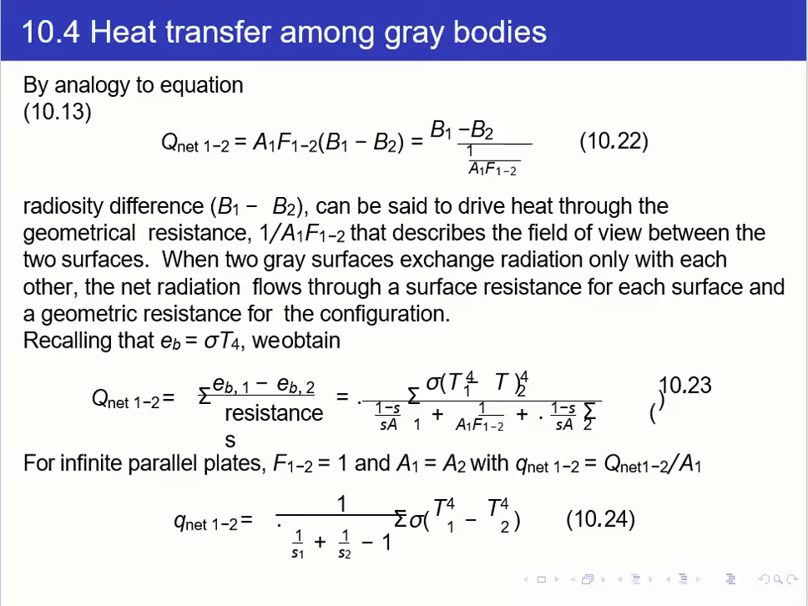For infinite parallel plates, F1 to 2 is equal to 1 and A1 is equal to A2, and the net heat flow 1 to 2 forms the equation q net 1 to 2 is equal to sigma into (T1 raised to power 4 minus T2 raised to power 4) upon (1 by ε1 plus 1 by ε2 minus 1).